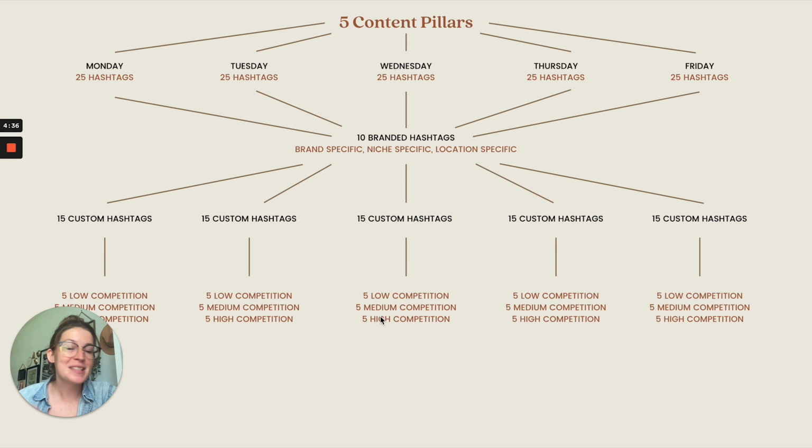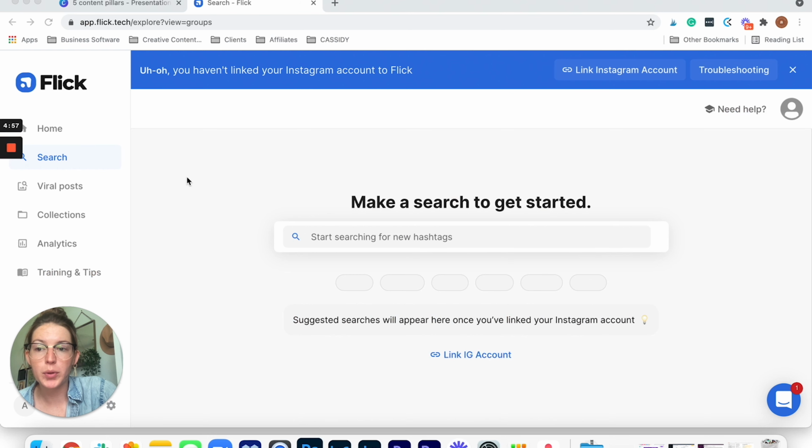Now, this is the biggest question I always get. A lot of people are like, Amber, how do I figure out what's low competition, medium competition, high competition? I actually use an app called Flick. So I'm going to jump on over into that software so I can show it to you very quickly. Okay, so here's a quick little preview of Flick. Yes, this is a paid app, but there are so many other ways that you could do this. You could always just look through Instagram.